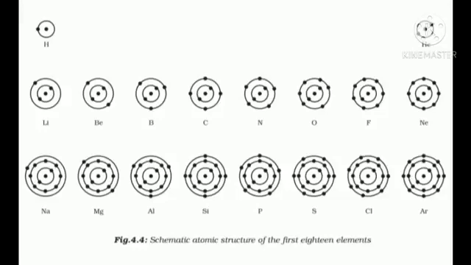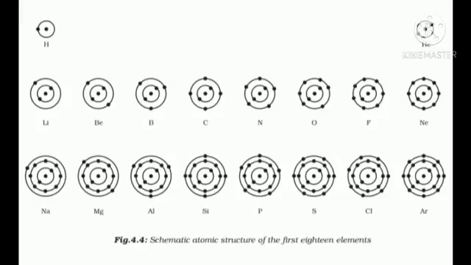Hydrogen, number of electrons 1. So you draw one shell or orbit or energy level, that is K, and put one dot. The dot indicates an electron. So the outermost shell contains one electron.